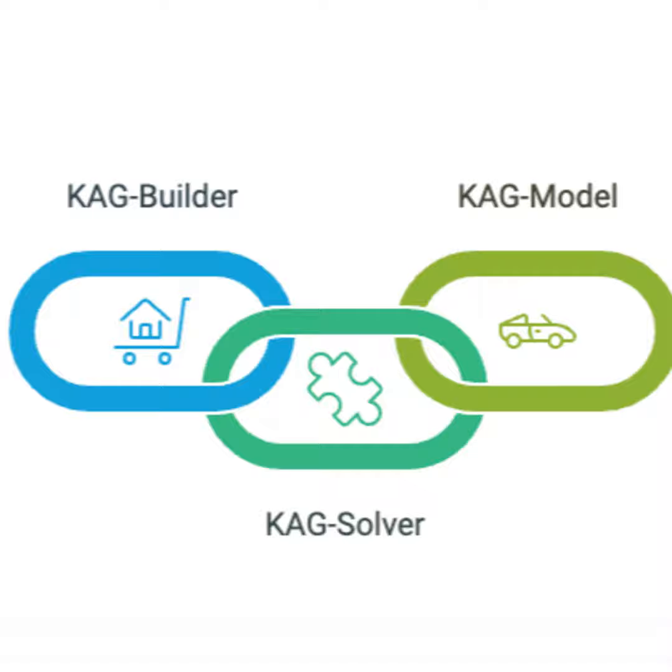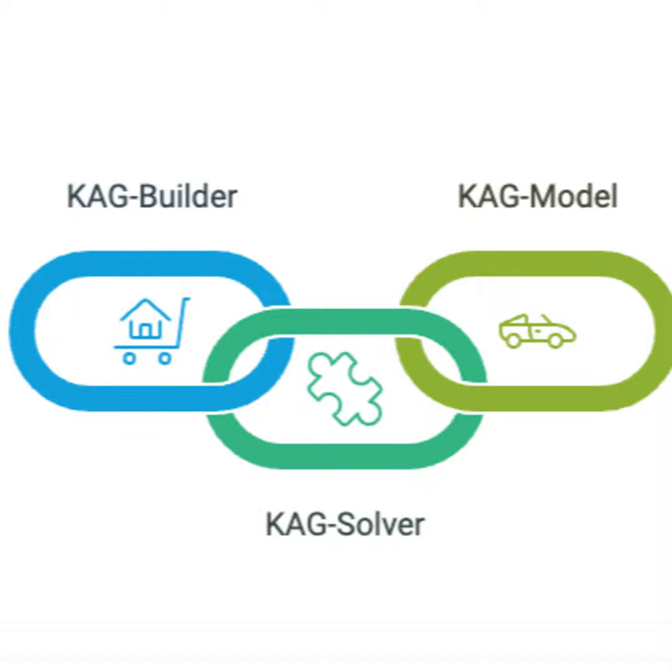Okay, that's a helpful way to picture it. So KAG gives AI a sort of knowledge boost. The source material lays out three key parts: KAG-Builder, KAG-Solver, and KAG-Model. What's happening in each of these parts? Essentially, these three parts work together to mimic the way humans process information.